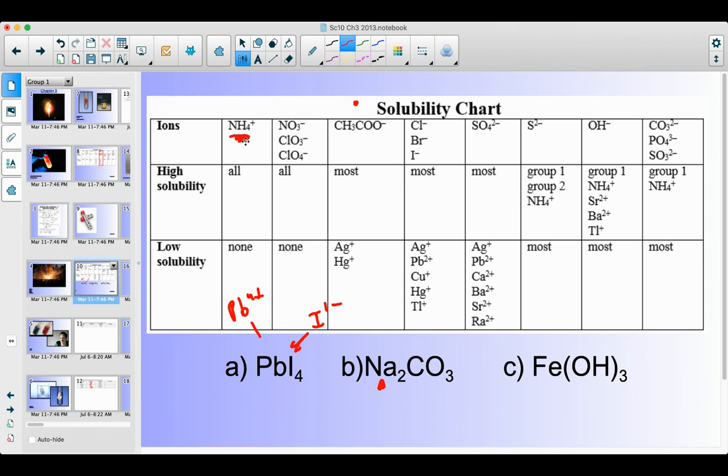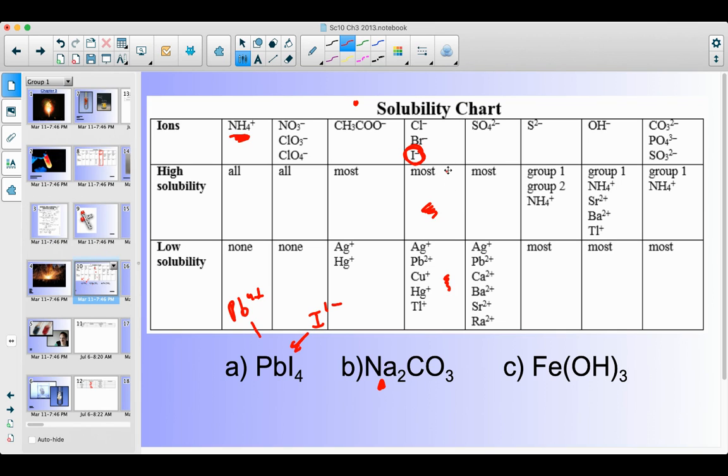So how do I work this thing? What's it for? Your solubility chart is to be able to identify whether an ionic compound, it has to be ionic, is actually soluble in water or if it would form a precipitate. So if I look at this example, I want the I negative. I found it right there. Okay, so there's my anion. Now I need to find my cation that is in the compound, so Pb4 positive. So it's either going to be in this part or it's going to be in this part.